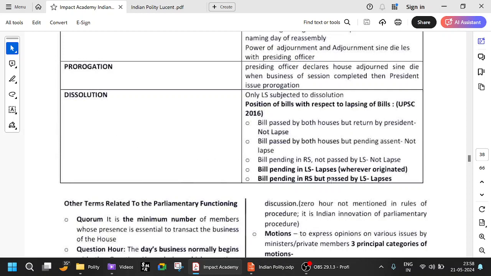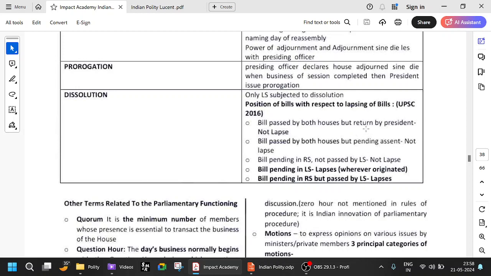A bill pending in Rajya Sabha but already passed by the Lok Sabha also lapses. Okay, so where there is a direct link with the current Lok Sabha, there the bill lapses. So these are very important. Such questions are frequently asked.